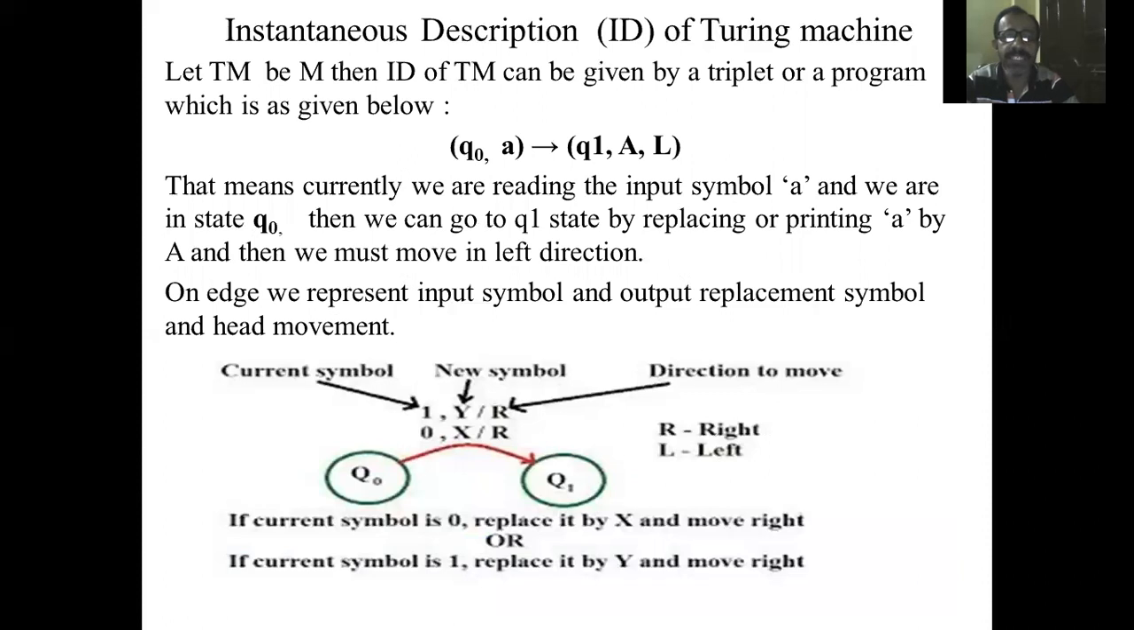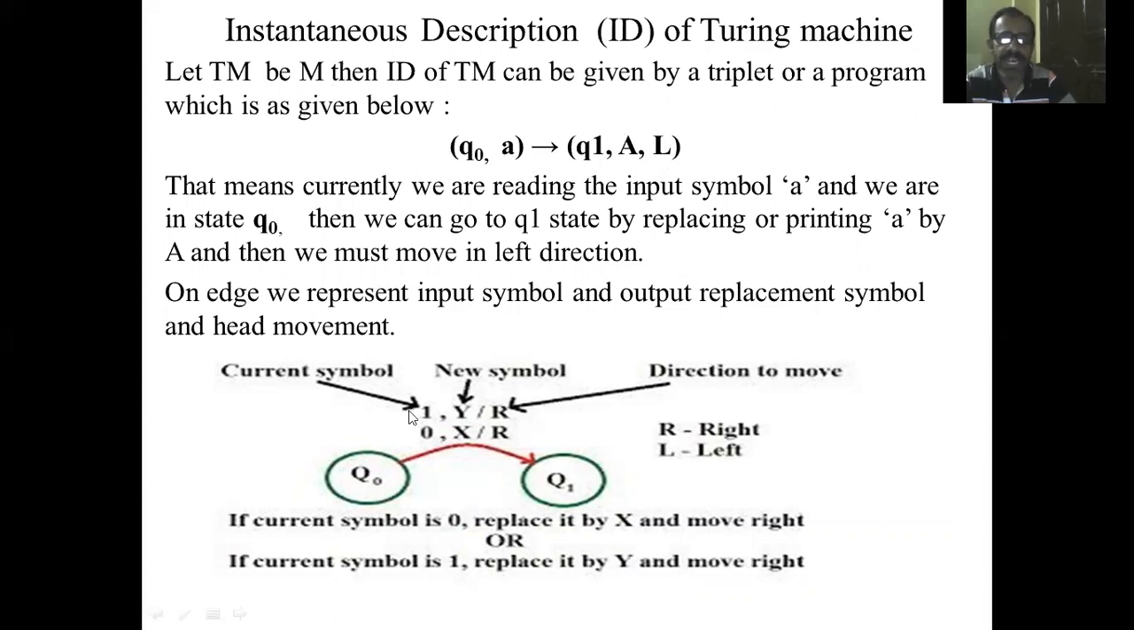Now this is the general description. I told you already, Q naught on A is Q1 A L. This is called the instantaneous description: at this moment, how the Turing machine is behaving and how the transition function works. So Q naught on A implies Q1 A L, meaning Q naught is changed to Q1, A is replaced with capital A, and we are instructing the machine to move left by one cell, so the header automatically moves one cell left.